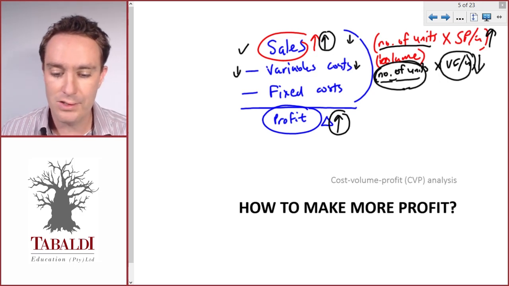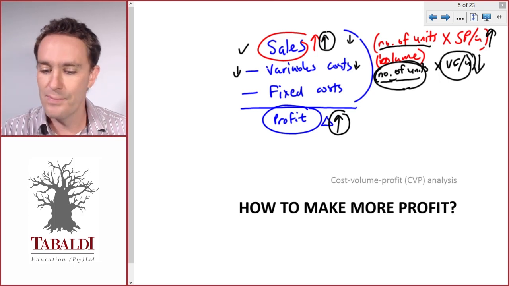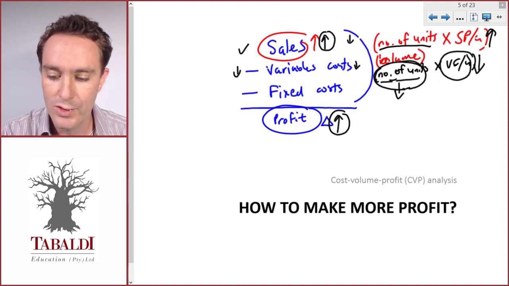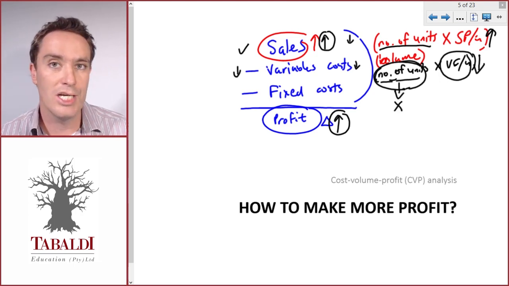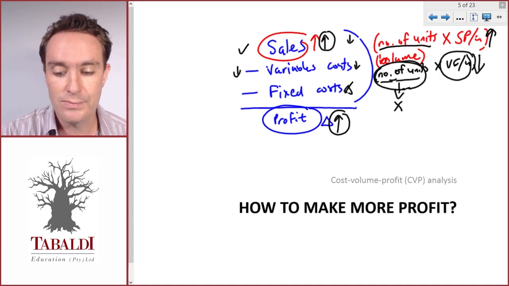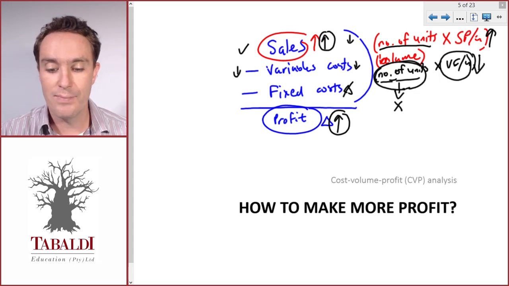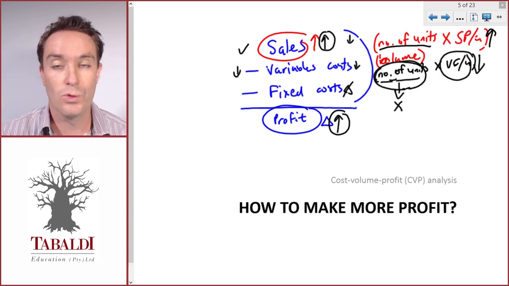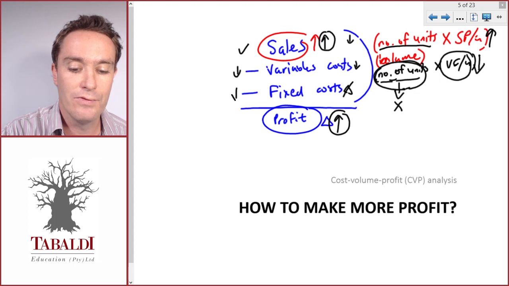Then our fixed costs. So fixed costs is not related to the number of units. So changing the volume or activity level will not change our fixed costs. So the only way that we can manipulate the fixed cost to increase profit is to reduce fixed costs.